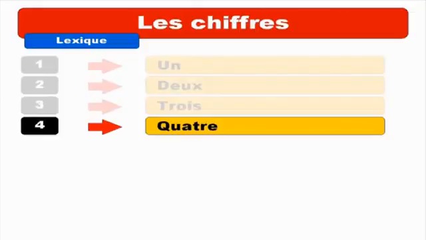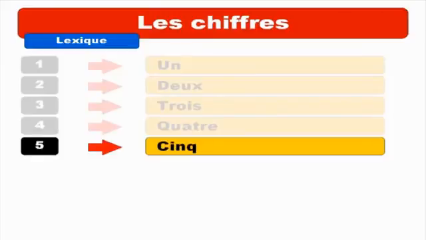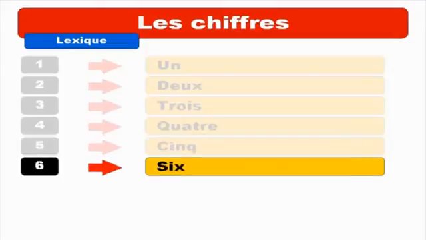Okay. Q plus U gives you the sound k. Okay, so in this word you get the sound quatre. Quatre. Repeat. Quatre. Okay. And then cinq. Okay, so I plus N you get the sound un, un, un, okay, so you get this cinq. Repeat. Cinq.